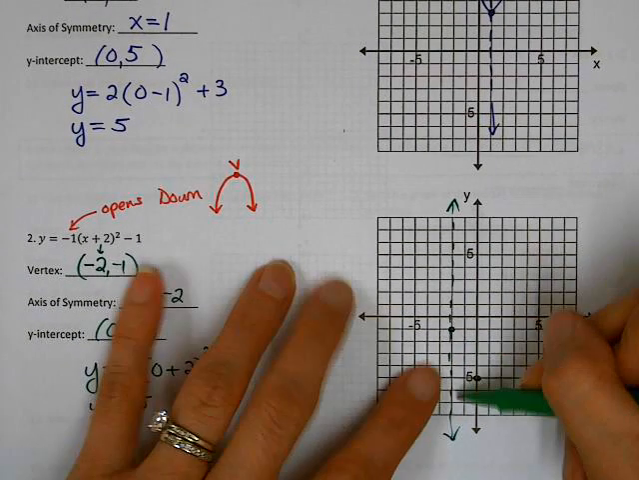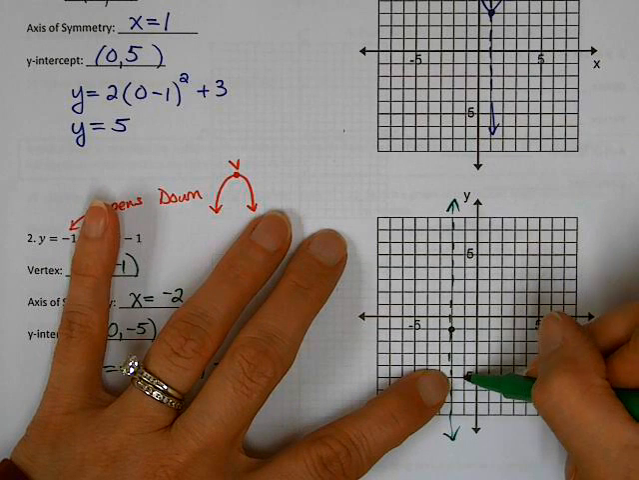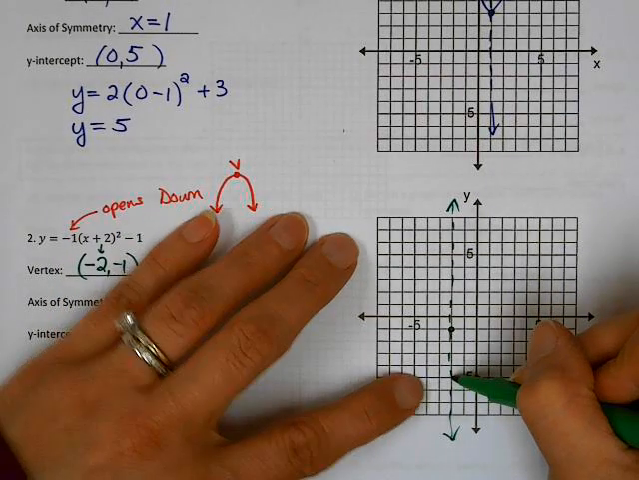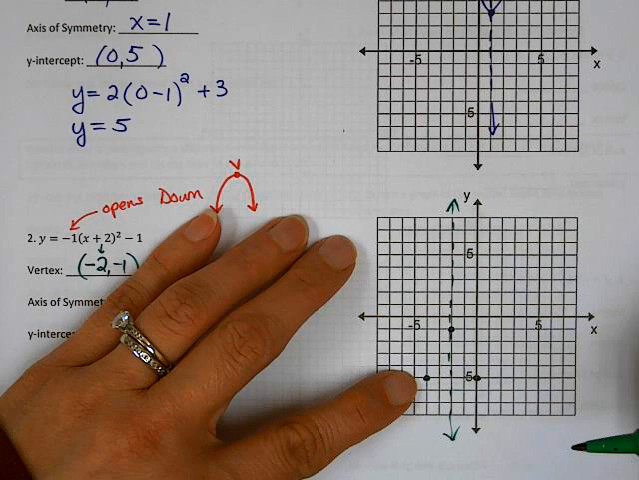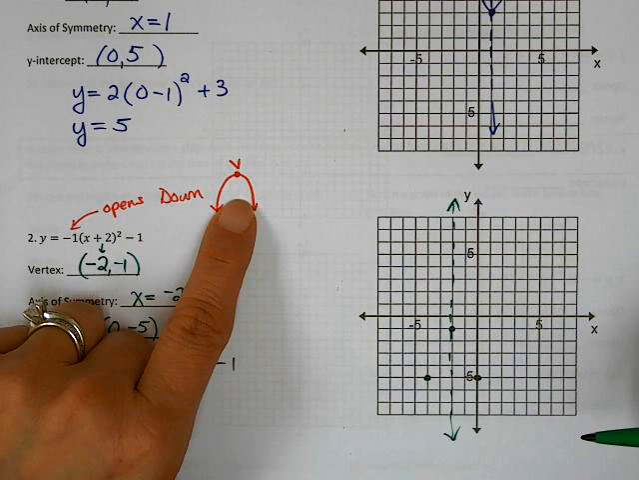So take a look at this. There's a point 2 to the right, so I'm going to make one go 2 to the left. And the parabola is opening down.